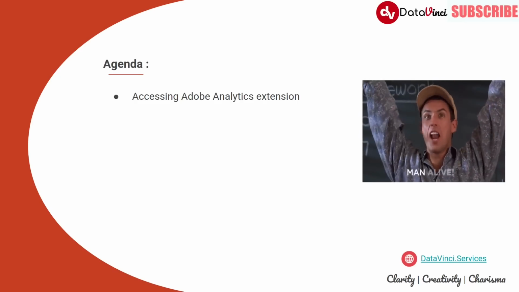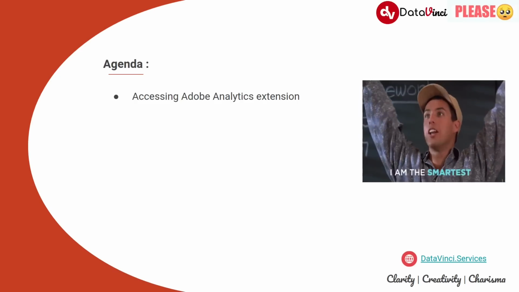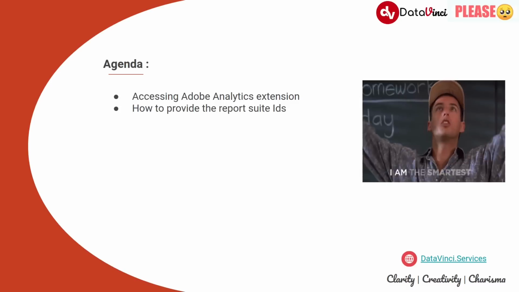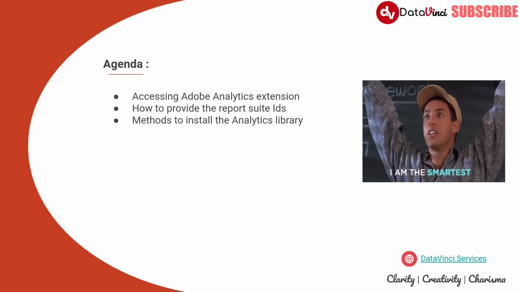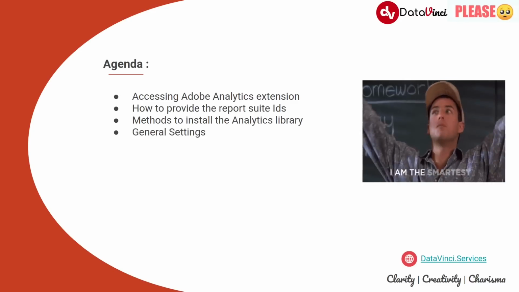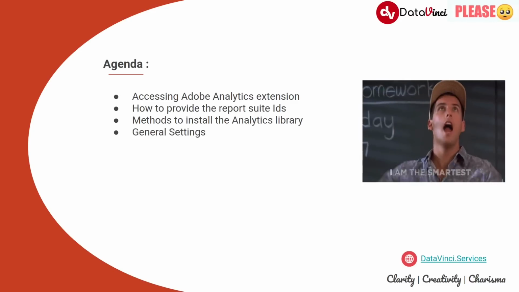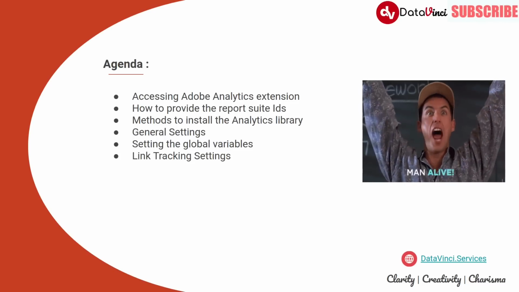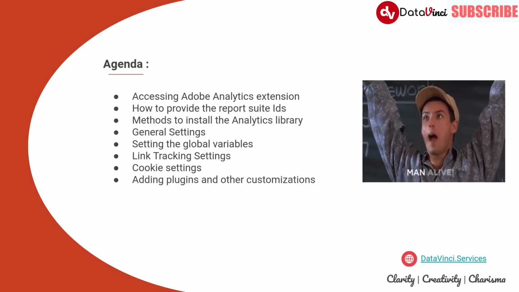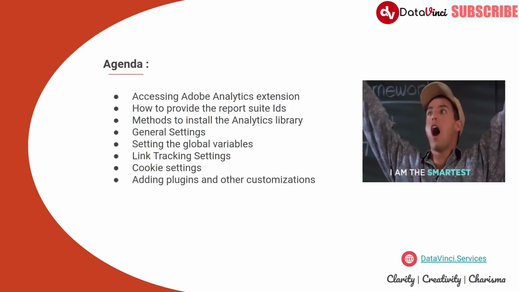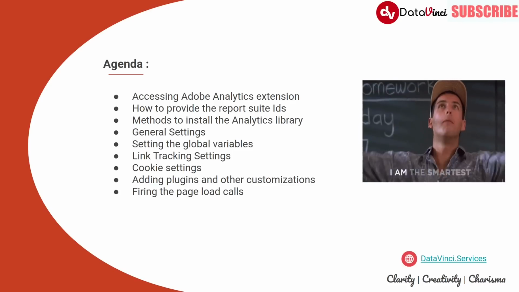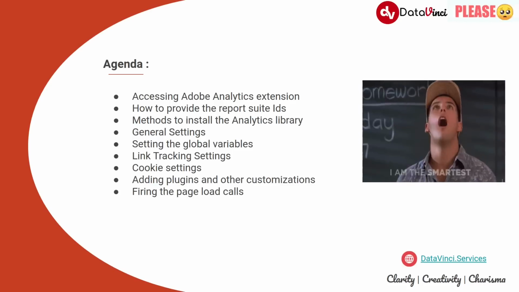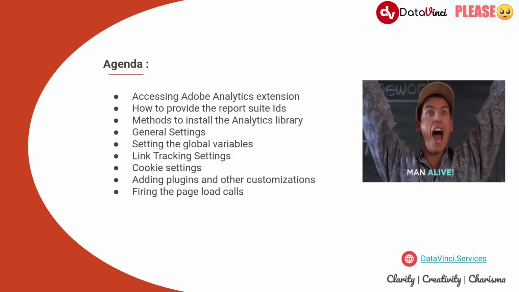Okay, so what have we covered in this video? We have covered accessing the Adobe Analytics extension. We have covered how to provide the report suite IDs. We covered the various methods to install the Adobe Analytics library. We covered the various general settings. We covered the settings of the global variables. We looked at the link tracking settings. We looked at the cookie settings. We looked at how to add plugins and other customizations. And finally, we saw how we can add a page load rule in Adobe Launch for Adobe Analytics.